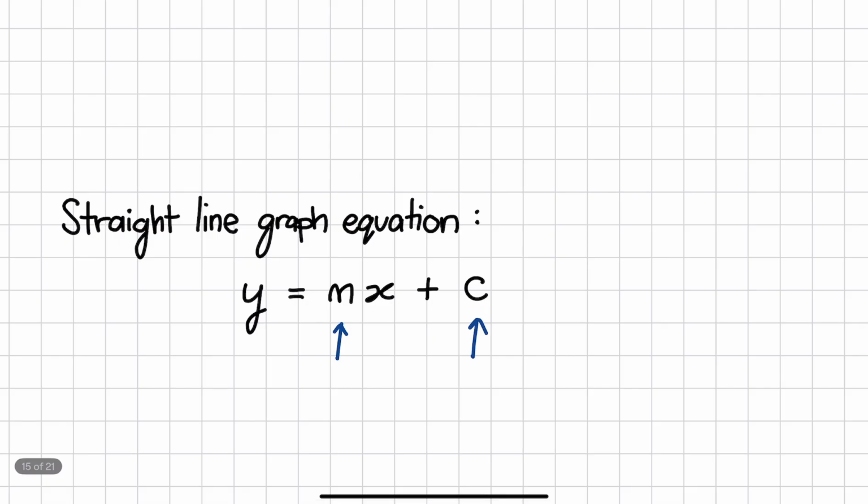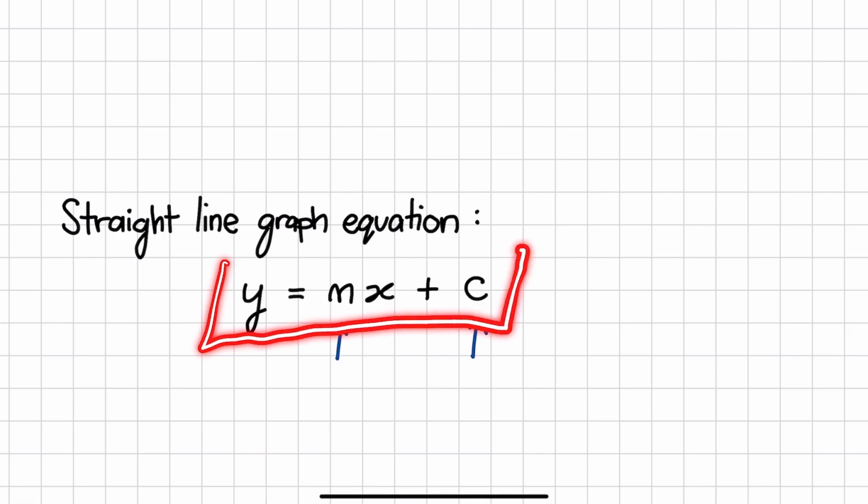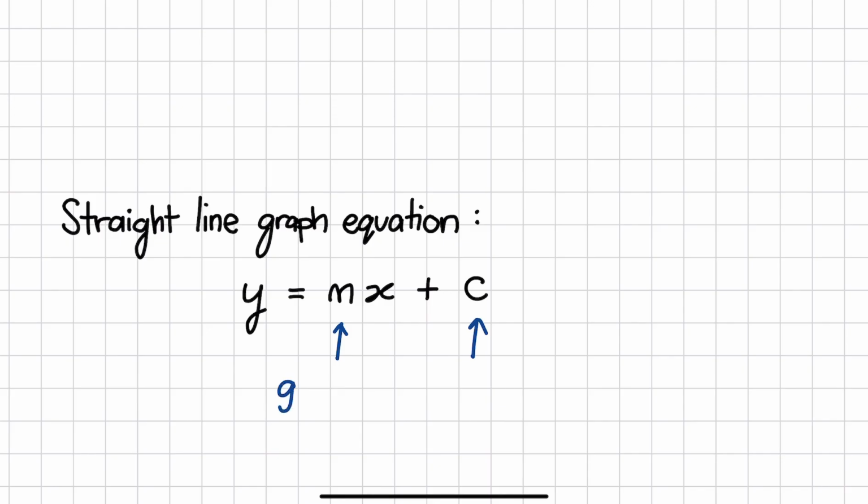As what you have learned before, any straight line graph equation can be written in the form of y equals mx plus c, whereby I know that m over here is the gradient of the line, and c represents your y-intercept, the y-axis intercept.